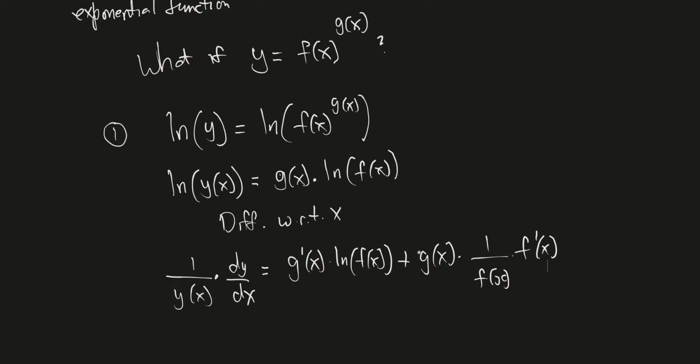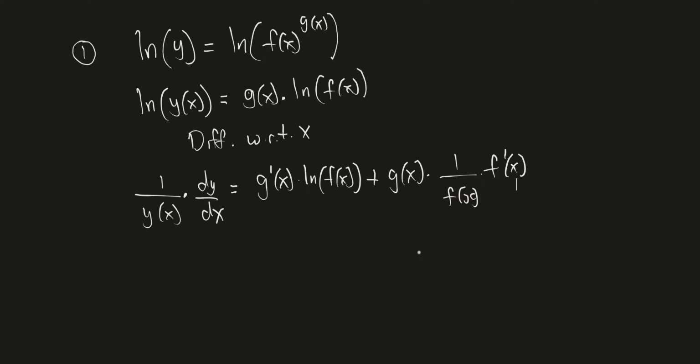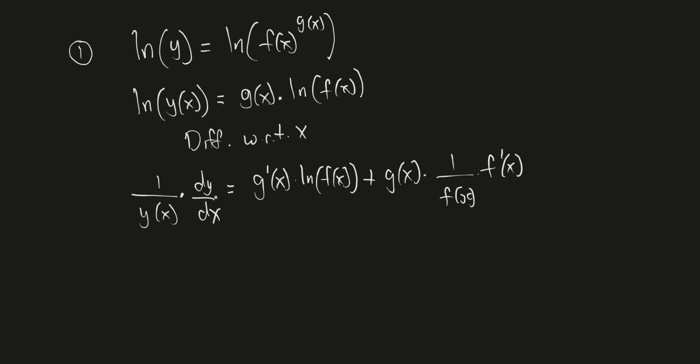All right. So now, as in every implicit differentiation problem, we isolate the dy dx, and to do that we multiply both sides by y. That will cancel out this 1 over y. So then this entire expression here is now going to be multiplied by y of x. So let's write that down. So dy dx is equal to y of x times everything that I have here, right?